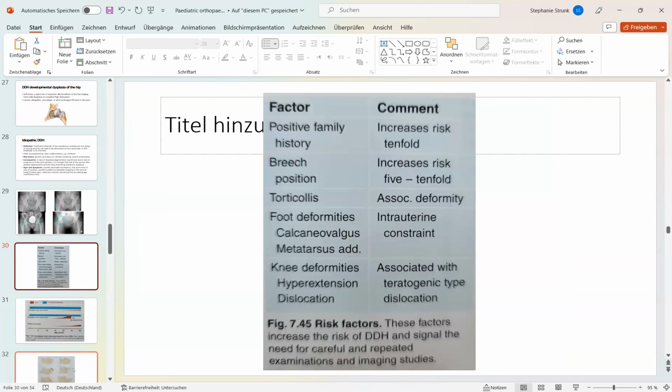So this is just about the factors, how they increase the risk here. Positive family history increases the risk tenfold. Breech presentation increases the risk 5 to 10-fold. Torticollis is an associated deformity. Foot deformities make you think about intrauterine constraint, which is also like breech presentation, as I told you, a risk factor. Knee deformation are associated with a teratogenic type of dislocation.